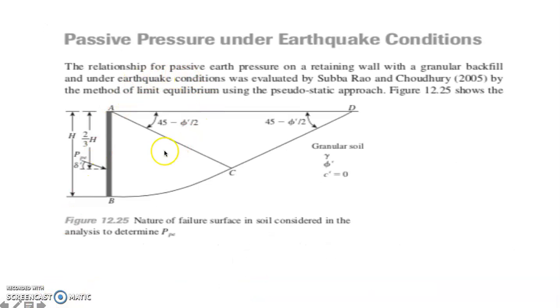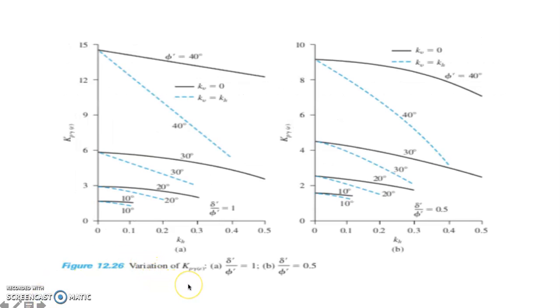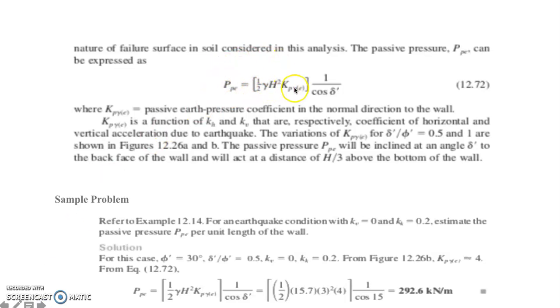So the last one is the passive pressure under earthquake conditions. For this one, you have a retaining wall with a granular backfill under earthquake conditions. So you have here the nature of failure surface in soil considered in the analysis for our passive pressure under earthquake conditions. So these are the variations for our K sub P. We just have the value for phi prime, our k sub h, and the value for k sub v.